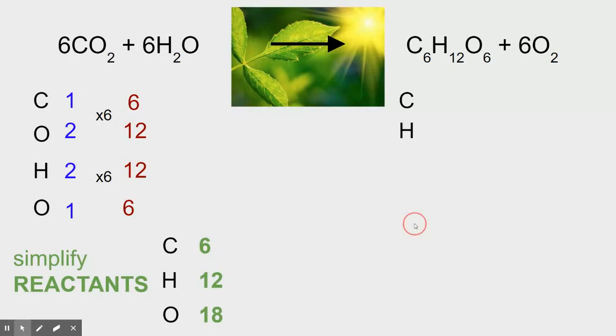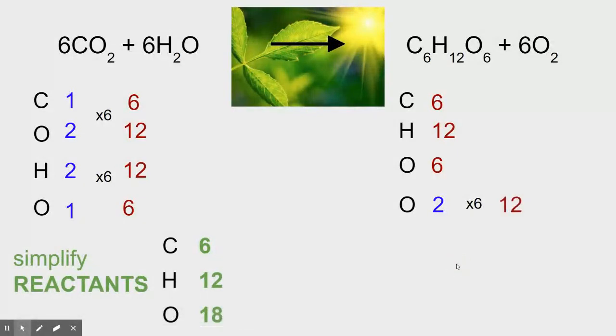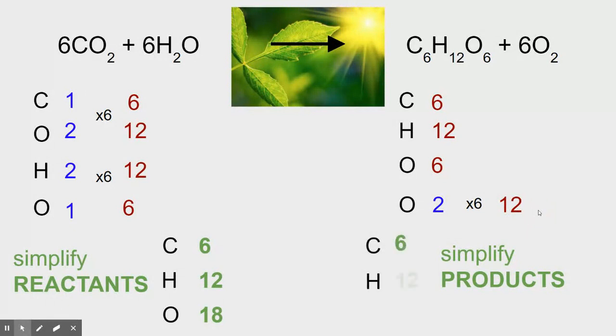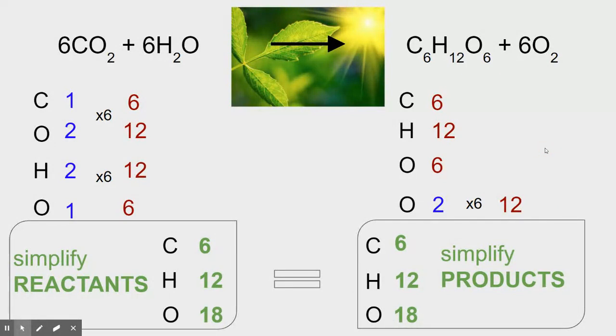Write out your elements. We have carbon, hydrogen, oxygen, and then we have also another oxygen. 6 carbon, 12 hydrogen, 6 oxygen, and then we work on the oxygen molecules. Let's hide the coefficient for now. We have 2 oxygen, and then multiply by the coefficient because there's 6 oxygen molecules, and that leaves us with 12. And if we simplify the products, we have 6 carbon, 12 hydrogen, and 18 oxygen, which is the same as the reactants and the products. They match up, so this is a balanced equation.